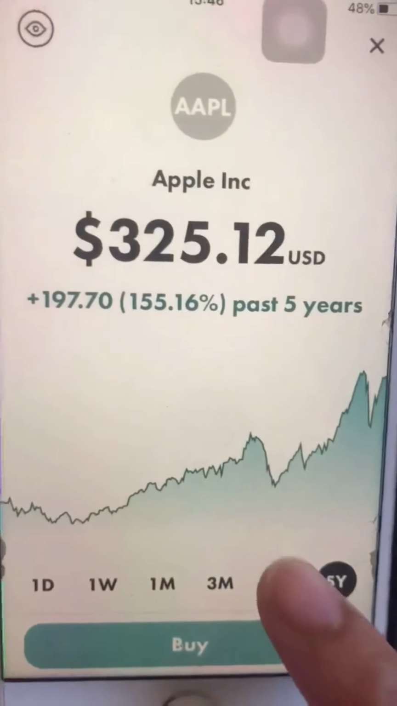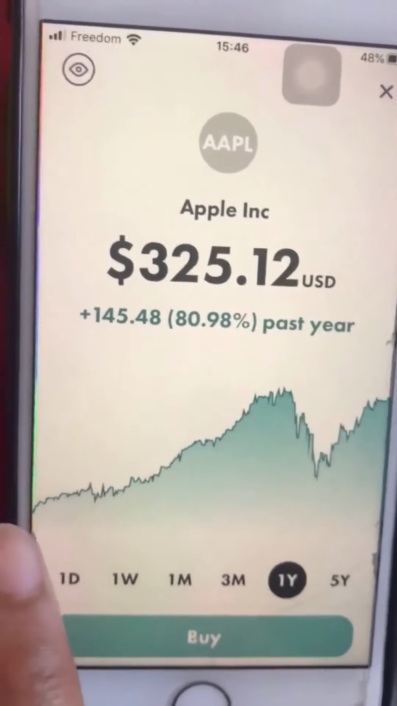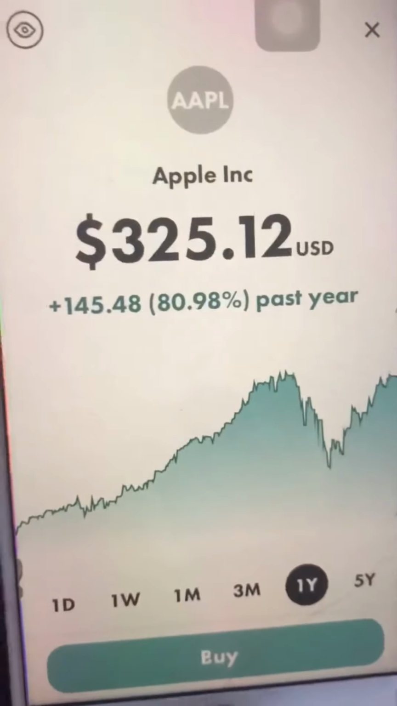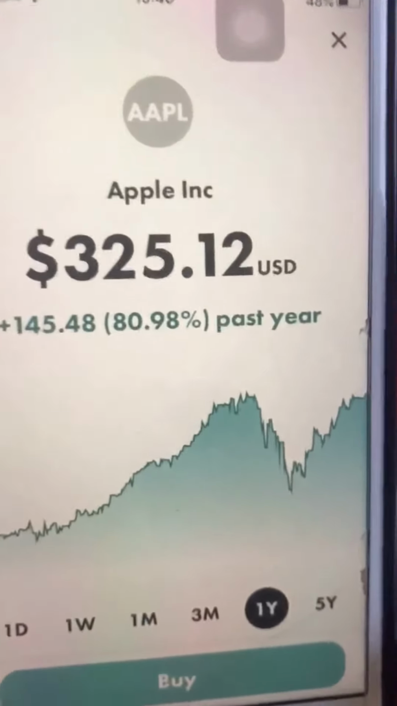Let's focus on 1 year. As you can see here, this is the start and this is the end price. It's obviously going up in an uptrend. That's the terminology we use.